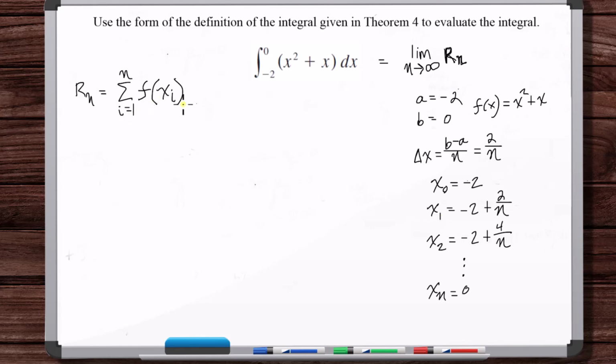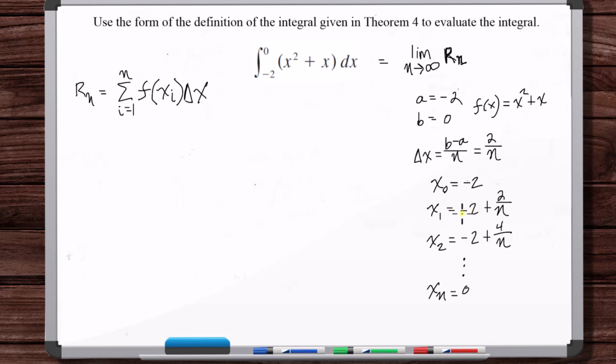When we're at i equals 2, we want to plug x2 into the function to get the height. But then for each i, we also want to multiply that by delta x. Okay? So we're on our way here. What is xi though? We need a general formula as a function of i to get any of these values. Well, that's easy.